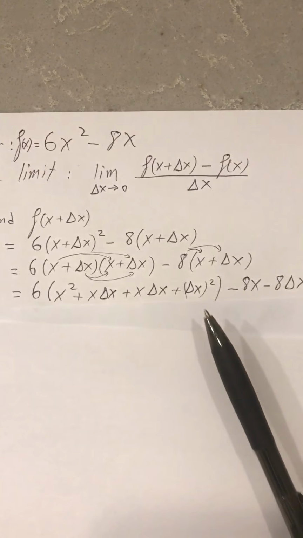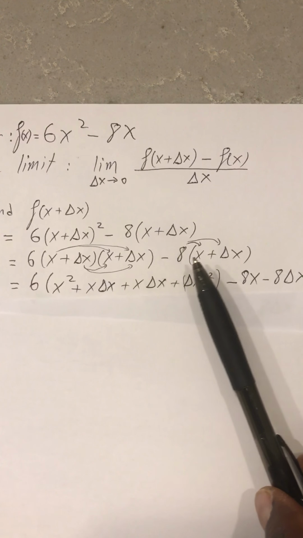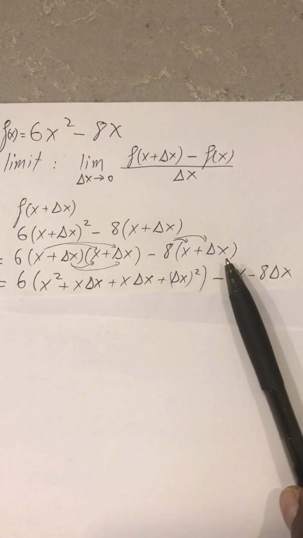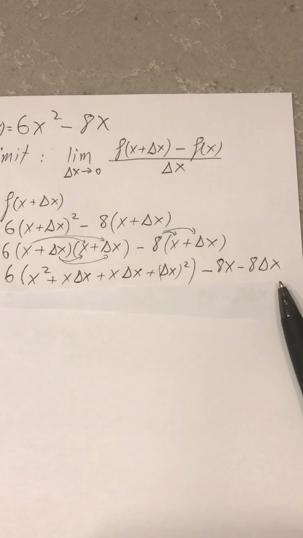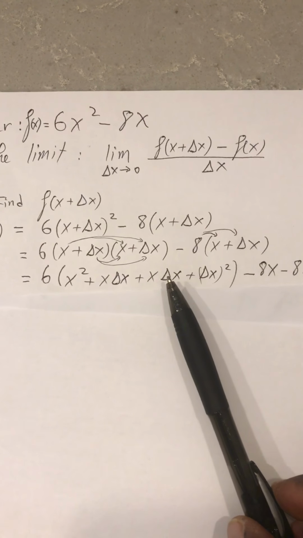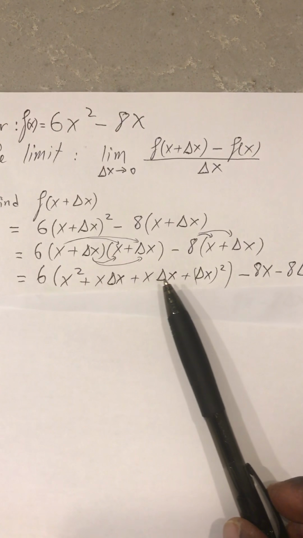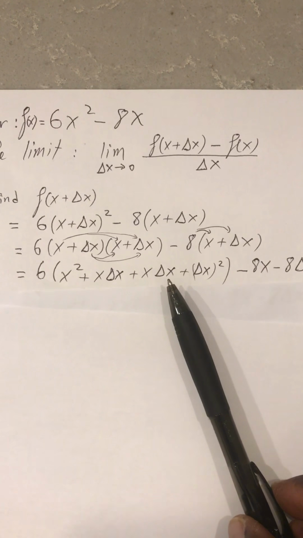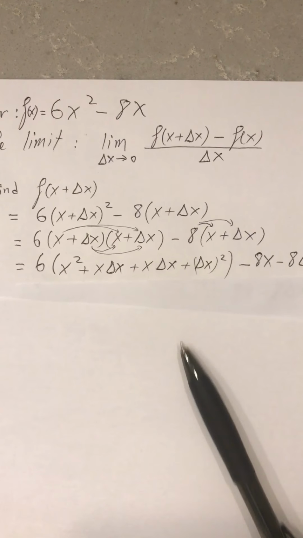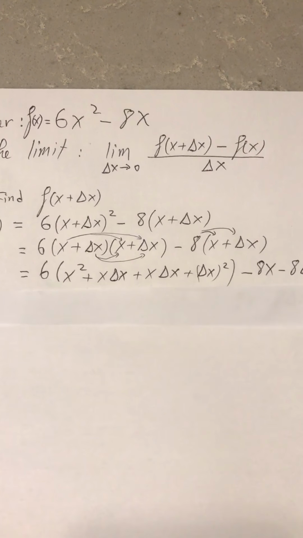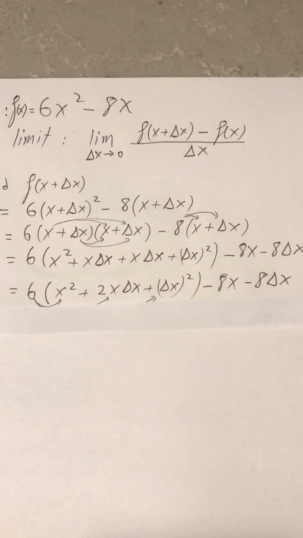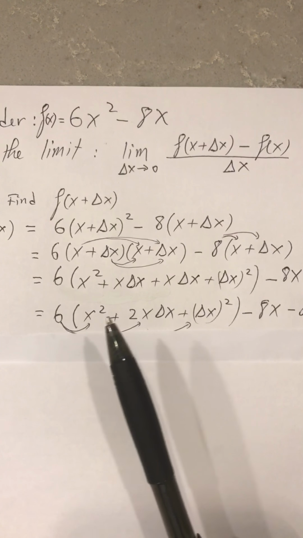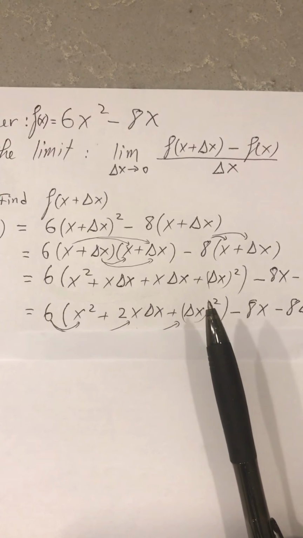And then we can distribute the negative 8 here. Negative 8 times x, negative 8x. Negative 8 times positive delta x will give you negative 8 delta x. But look here, we can combine those two. X delta x plus x delta x will give you 2x delta x. So you get x squared plus 2x delta x plus delta x squared.